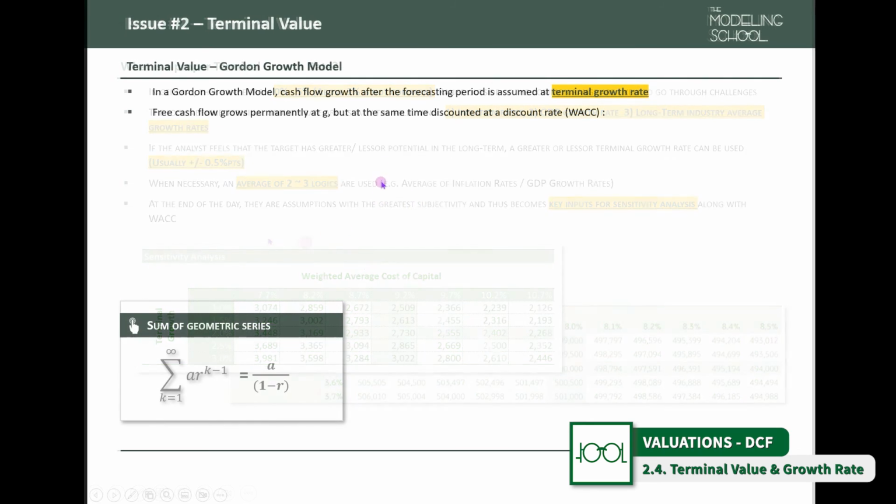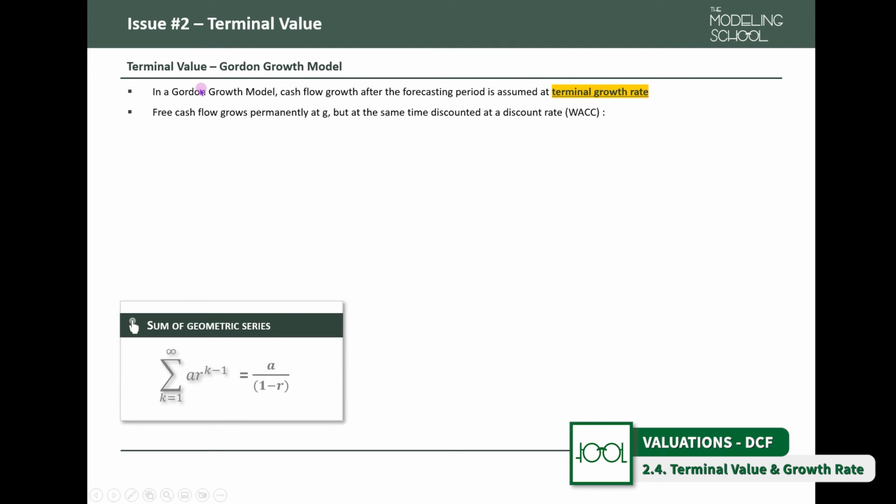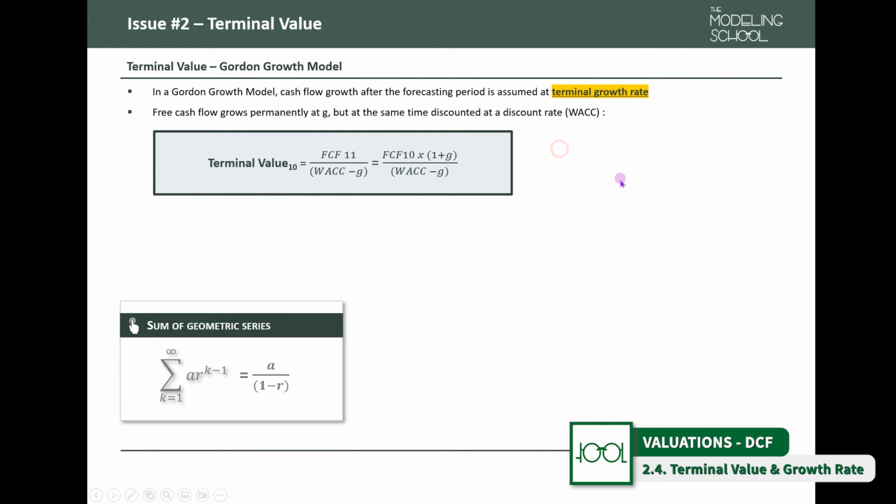And these two. So when we're using the Gordon growth model to calculate terminal value, we're assuming that cash flow is constantly growing at a terminal growth rate, the growth rate G that we have just discussed before. Free cash flow permanently grows at pace G. However, at the same time, it's going to be discounted more and more by the discount rate, or in this case, the weighted average cost of capital. And when we do that, we get a formula that looks like this.